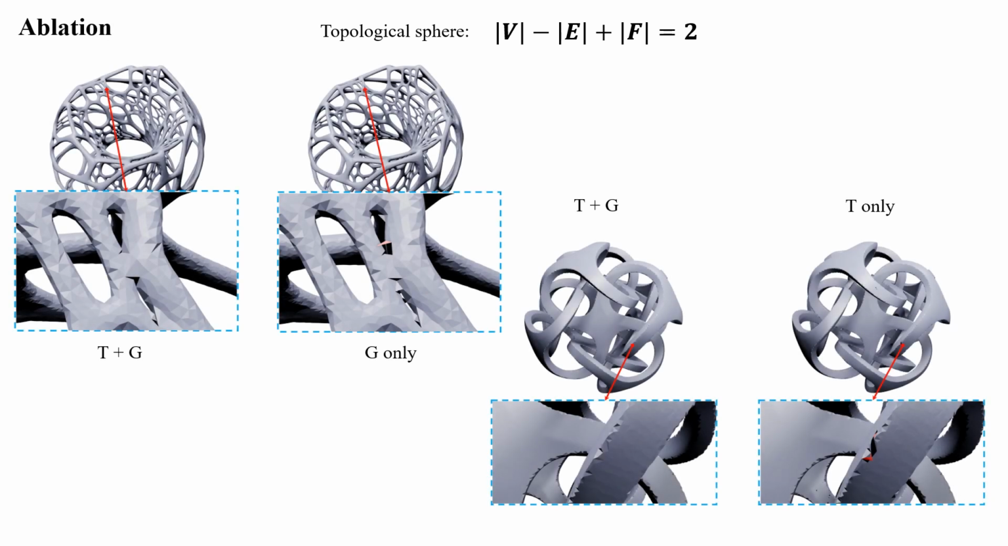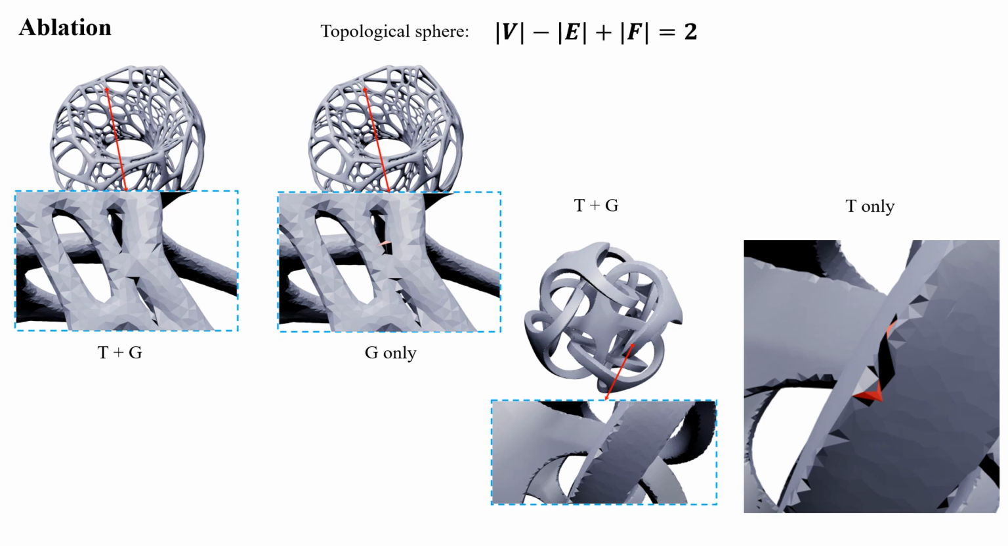And here are some ablation studies. T stands for topology test and G for geometry test. You can see if we remove T, possible spurious handles will be added to the final reconstruction. If G is removed, these overlapping triangles will lead the reconstruction to a bad configuration.